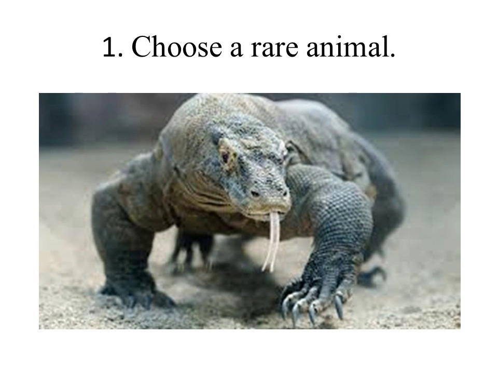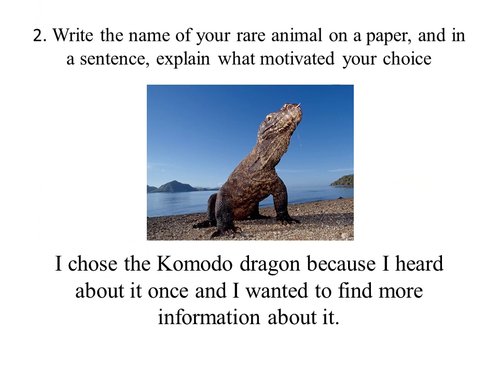So first of all, I asked the students to find a rare animal. As you can see, I chose the Komodo dragon as an example. For step 2, I asked the students to write the name of their animal on a paper and to explain what motivated their choice. So I chose the Komodo dragon because I heard about it and I wanted to find more information about it.